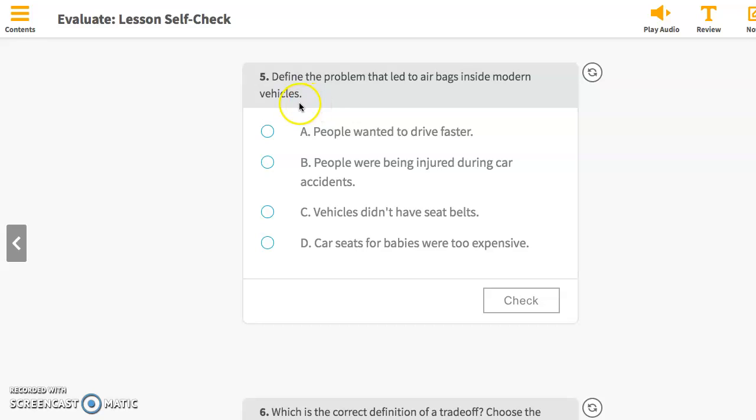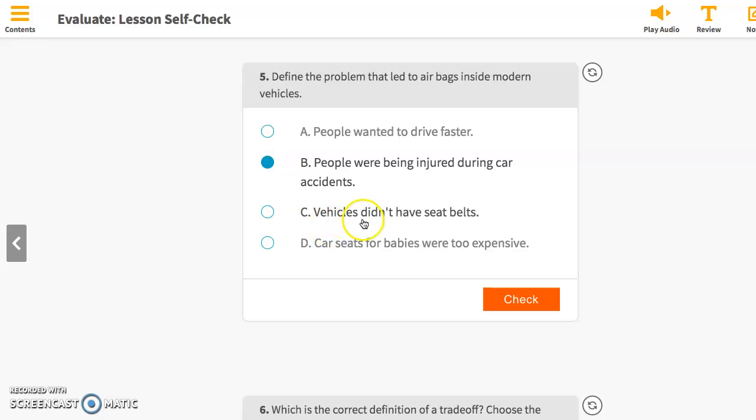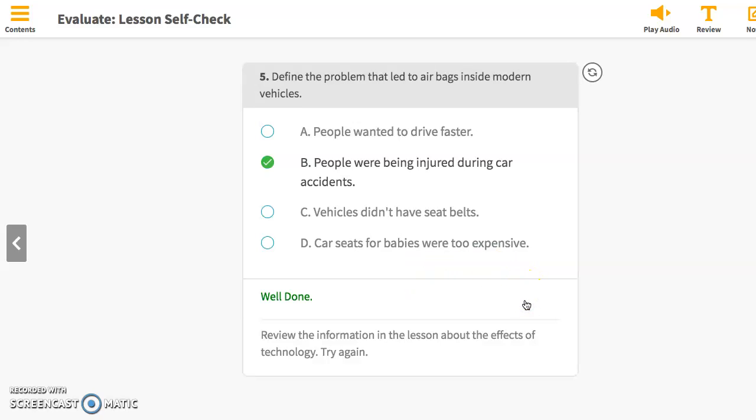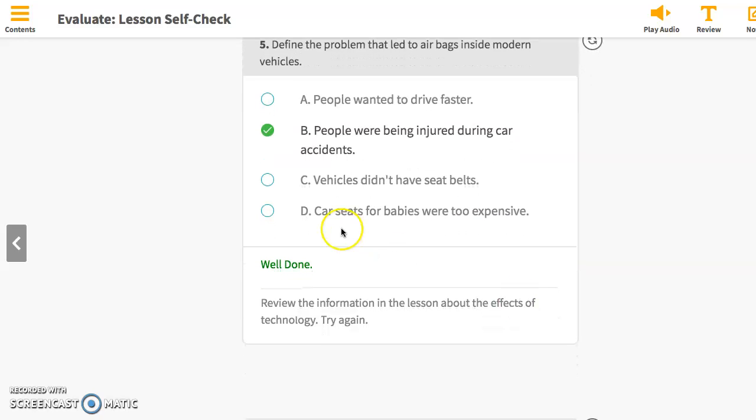The problem that led to airbags inside modern vehicles. What was the problem? Like, why did they come up with airbags? Why we have airbags at all right now, right? Is it because people want to drive faster? Not necessarily. Is it because people were being injured during car accidents? Absolutely. Is it because they didn't have seat belts? Not necessarily. Is it because car seats were too expensive? No. All right.